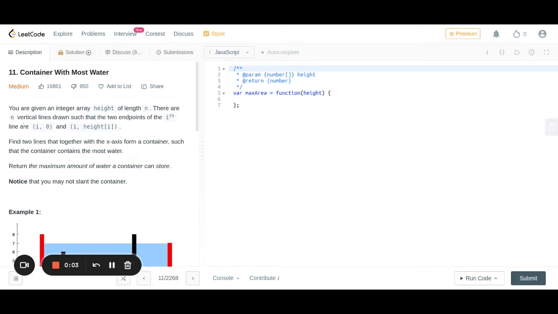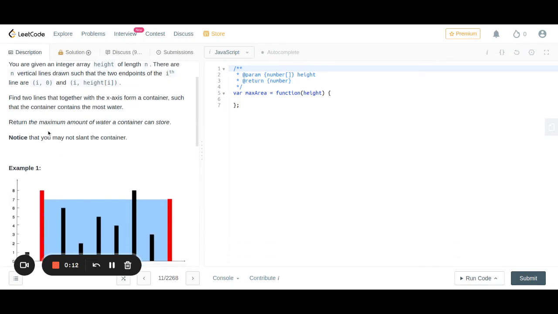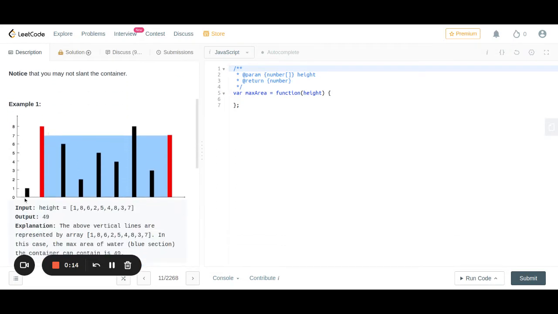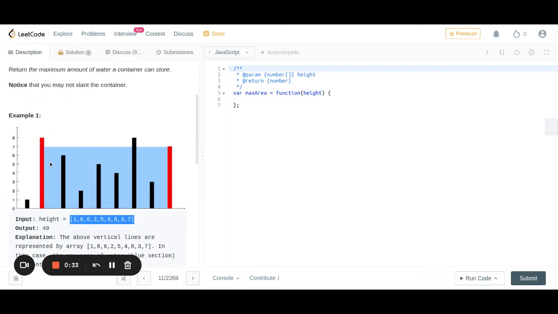So today we are going to solve a medium problem, problem number 11, LeetCode. It contains container with most water. We are given an array of integers, and the position represents the width, the distance from each object, and the value represents the height of that wall. Okay, we can consider it as a wall.